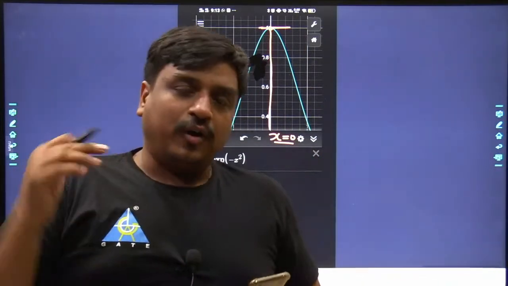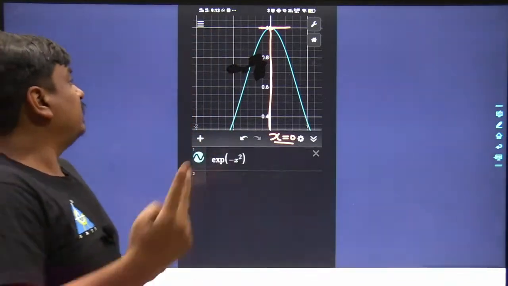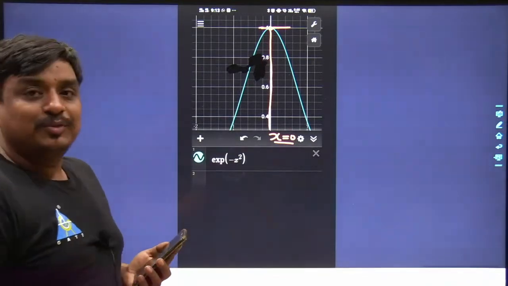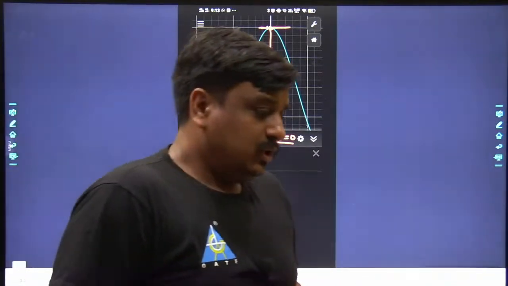The function is found to be differentiable. That's the first thing. And that too, if you talk about the worth of its differentiation, it would always be 0 at x is equal to 0.